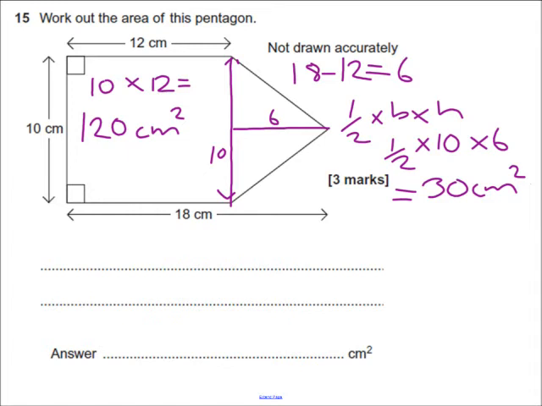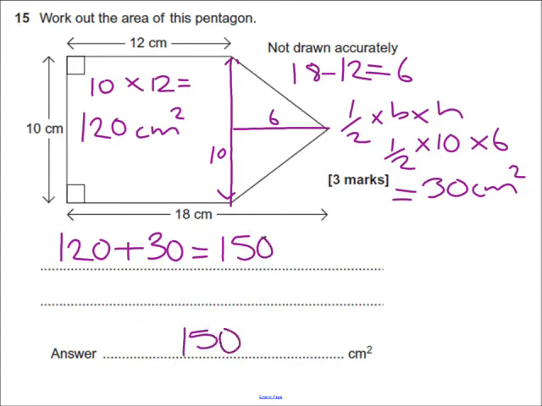All we need to do now to work out the area of our pentagon is to add the area of our rectangle, which is 120 centimetres squared, and the area of our triangle, which is 30 centimetres squared. And you should get 150 centimetres squared as your answer. Don't forget to put the answer on the answer line. So 150 centimetres squared.